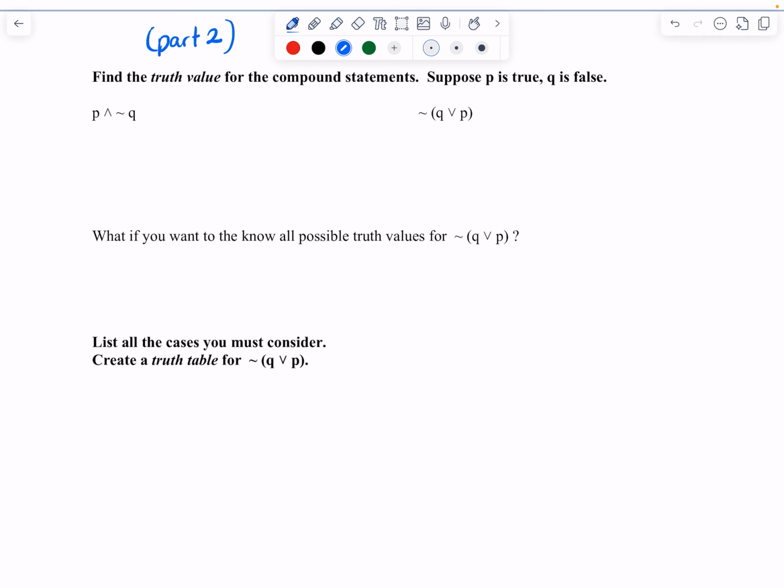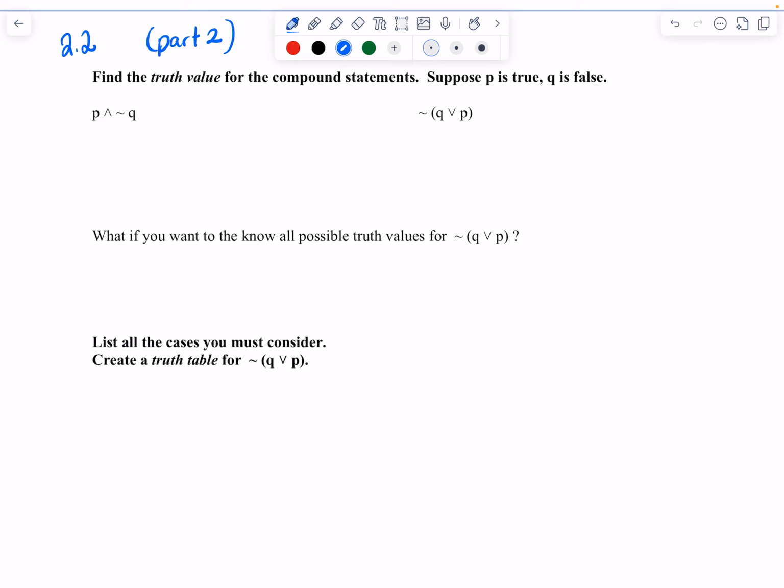This is section 2.2, Truth Tables, part 2. If you did not watch part 1, please go back and do so because I discussed how to come up with the results of the truth table for the and, which is the conjunction, the or, disjunction, and we talk about negation. So in this problem, we're putting pieces together.